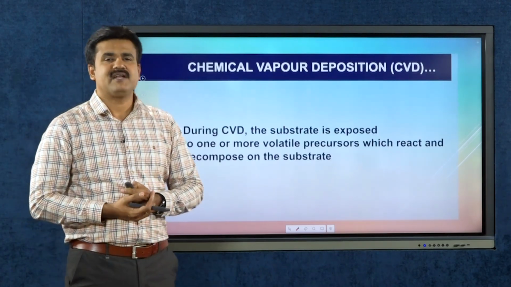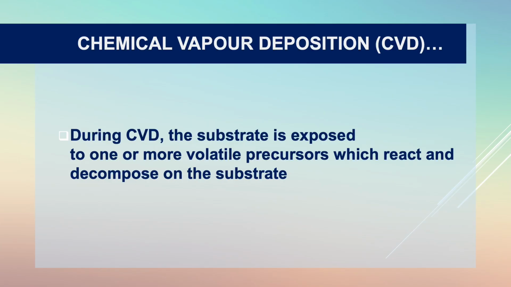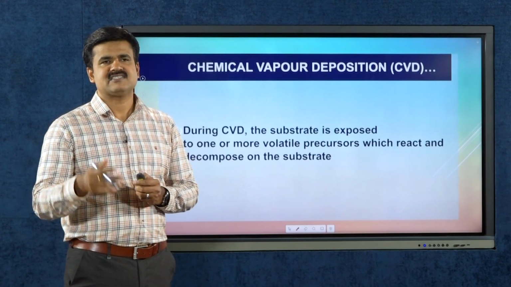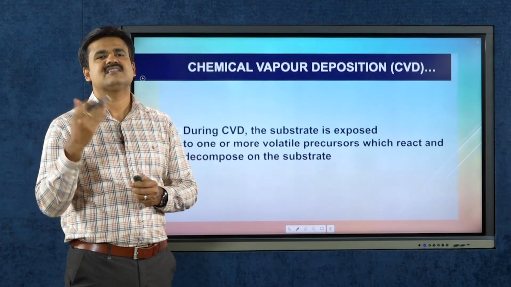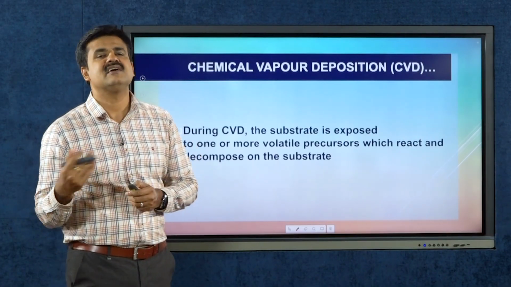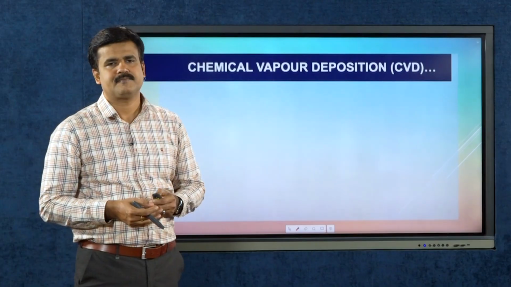During chemical vapor deposition, the substrate is exposed to one or more volatile precursors which react and decompose on the surface of the substrate or a catalyst. You can use a substrate or a catalyst on the surface of which the nanoparticles are deposited by the chemical reaction occurring in the vapor phase of the precursor.